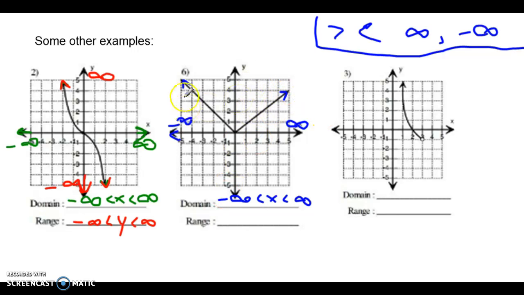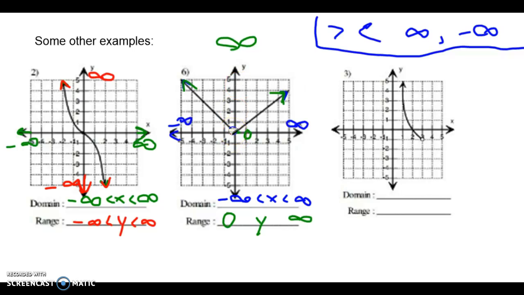Now notice our range: the arrows both go up, but the graph stops right here at 0. So our range is between 0 and however high up these go. And these keep going and going all the way up to positive infinity. So our range is going to have a lower bound of 0 and an upper bound of infinity. Now, even though there's not a filled-in circle here, it does equal that point.